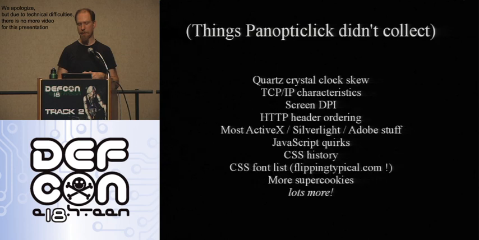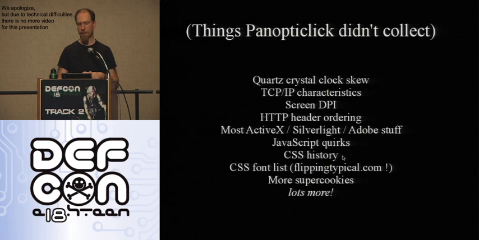One particularly nasty thing is you can measure the clock skew of a quartz crystal. That is how much faster or slower than another clock your computer is. And that's very hard to hide, and it's unique to your hardware rather than just your software. You can measure the characteristics of the operating system's TCP/IP implementation. You can measure the order in which the headers show up. There's lots of stuff in the ActiveX, Silverlight, and other Adobe libraries that we didn't have time to dig through and find and use, but you can do that. There are quirks to the way that each browser has implemented JavaScript that could be identified with the right code.